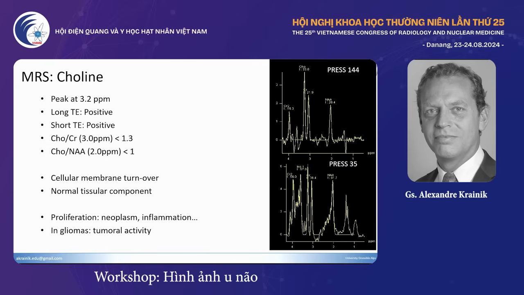Well, it's a peak you can see with short and long echo time, and we observe this abnormality mostly in tumors, but also in inflammation. When you monitor a patient with tumor and you see an increase of the choline, it usually suggests that the aggressivity of the tumor increases.